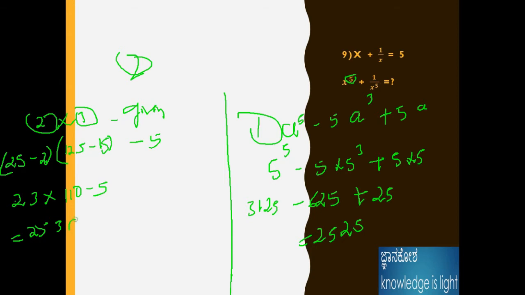This is 05, then the answer should be 2525. You can easily solve from this method as well as the formula method. The answer should come out the same. Okay, next problem, I will take it without wasting time.